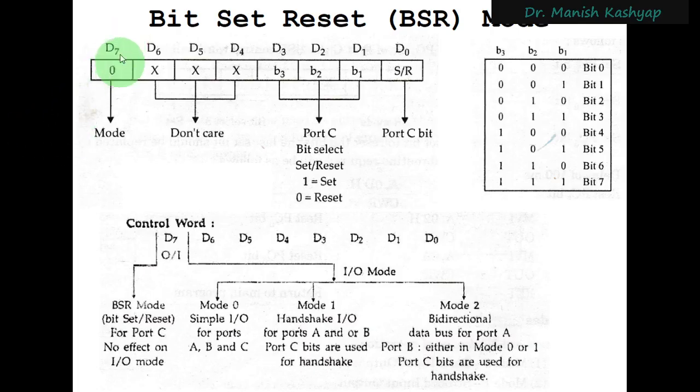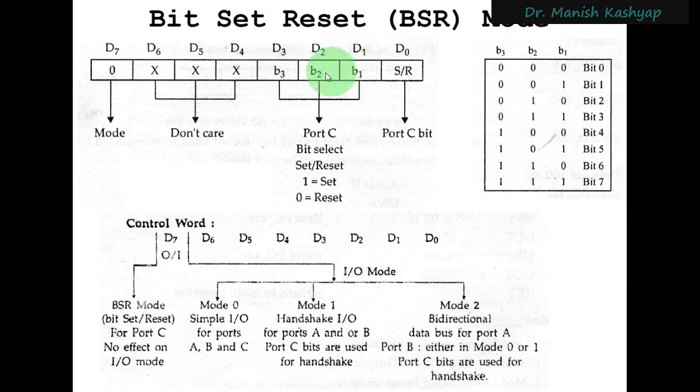Now, if the most significant bit is 0, then we are working in BSR mode. If the most significant bit is 1, then we are working in the IO mode, right? So as of now, the most significant bit is 0, so we are working in BSR mode, and the format applicable to BSR mode is this. These three are don't care, and then you have got the last four bits which are useful. So if you see this D1, D2, and D3, this corresponds to B1, B2, and B3, right?